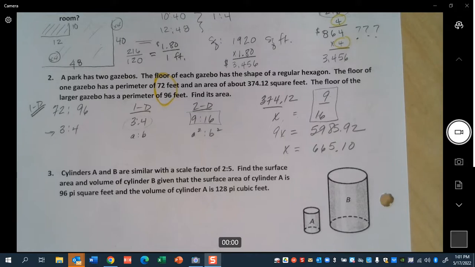Couldn't you also just find the area like you normally would? Because they give you the perimeter, and it's regular. So. Sure. Absolutely. Did you get the same exact answer? I love it.